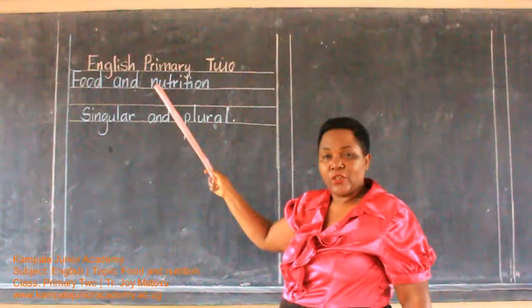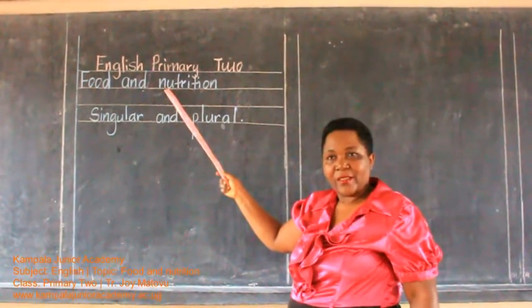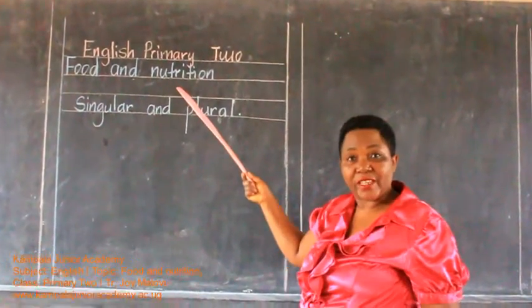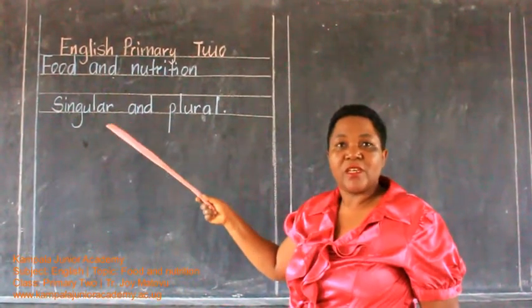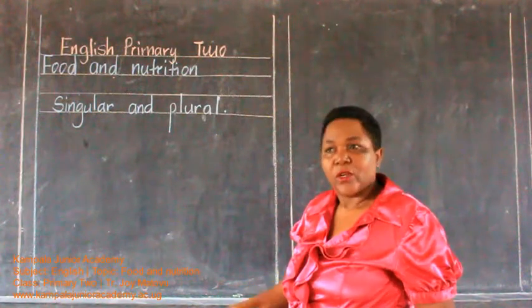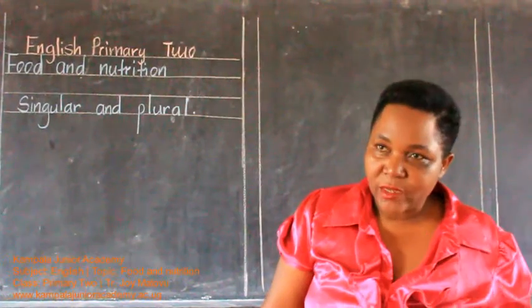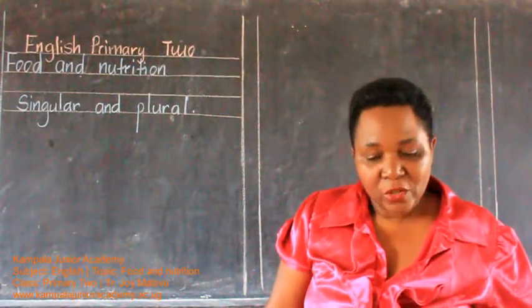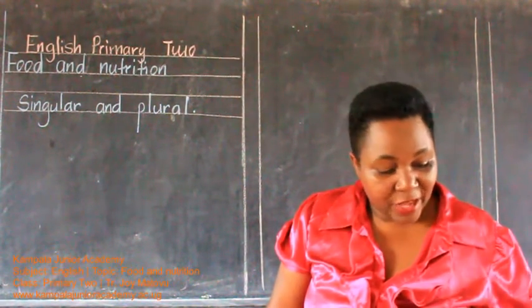Food and nutrition. I know we've already looked at this in literacy, the different examples of foods, but even here we are going to look at the different examples of food, and our emphasis in English is going to be singular and plural. But before we go to singular and plural, let us mention examples of food that we eat, that we use in our daily life. So I'm going to write a few examples of food on the blackboard.